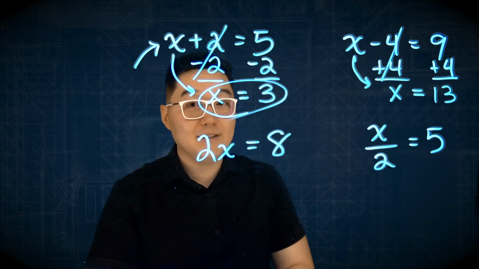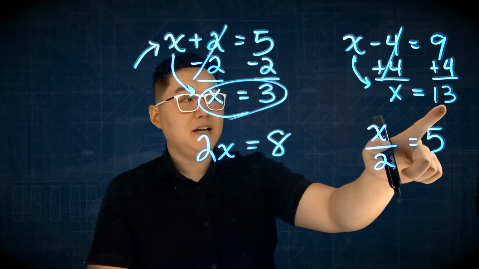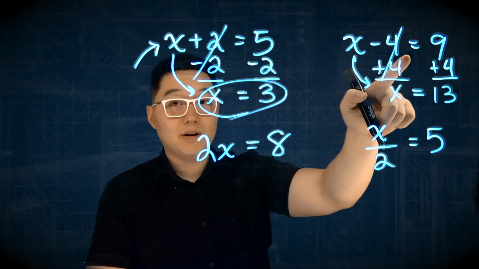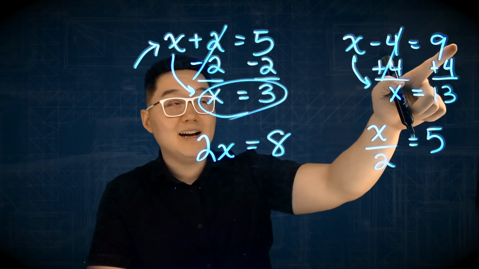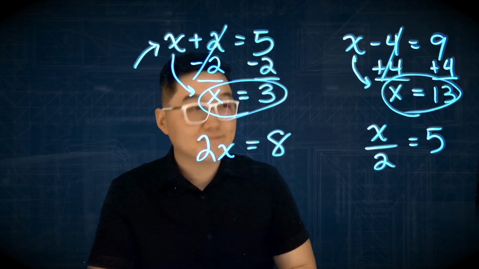Now let's check to see if that solution makes sense. 13, if I plug it into x right here, 13 minus 4 is in fact 9. So this solution is correct.